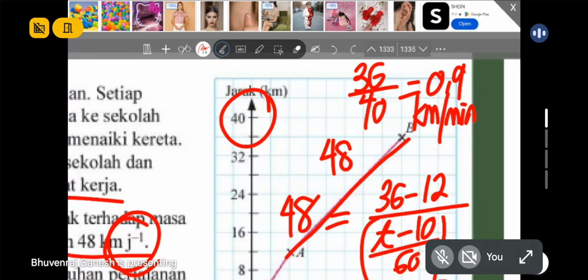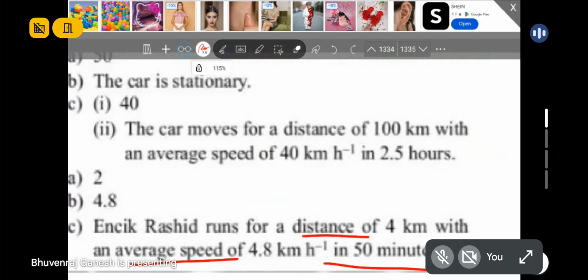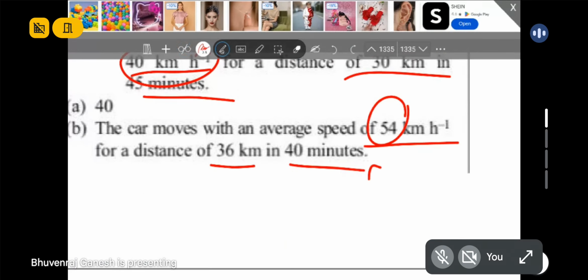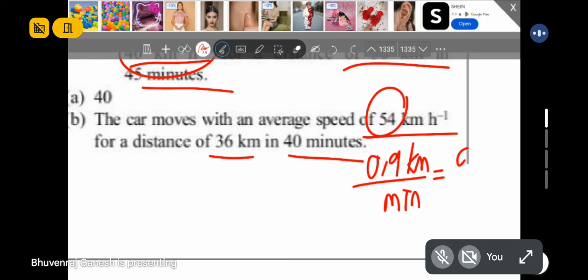Okay, so this one, if you guys convert to hour, you will get the same answer. Okay, in hour is 54. So 0.9 km per minute. Minute to hour is 1 over 60, right? This one will become 1 over 60, so it's times 60. Okay, 0.9 times 60. Yes. You get the answer is 54.